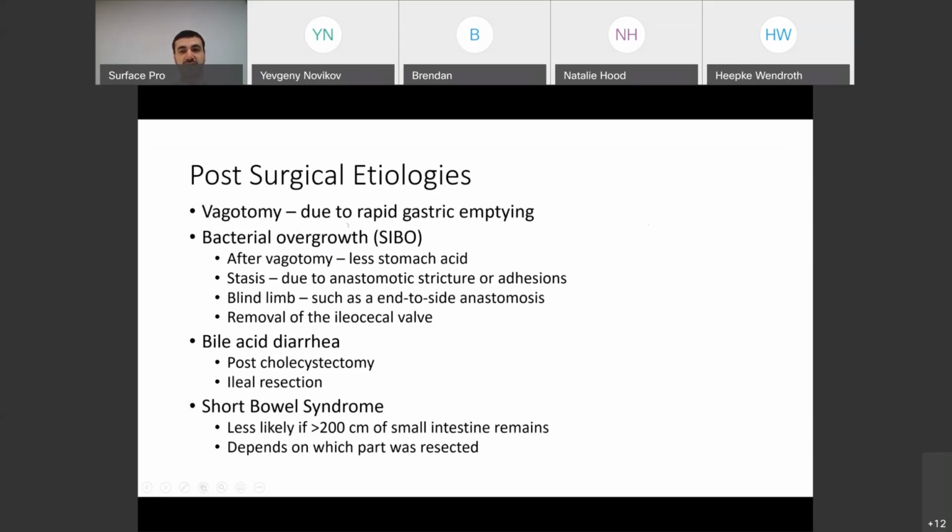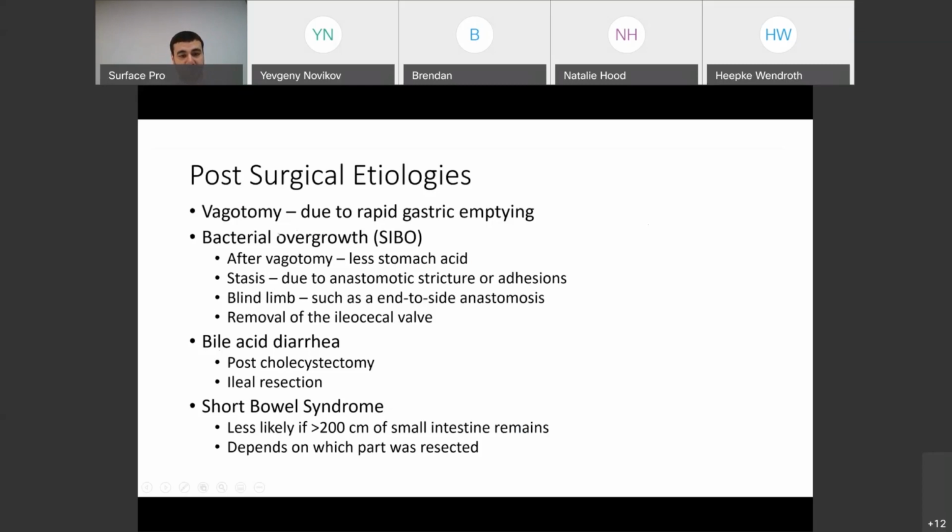Small intestinal bacterial overgrowth is something we'll see after a lot of different surgeries. Vagotomy can cause it in itself because you lose the protective effect of having a lot of stomach acid, and that can cause bacterial overgrowth. Stasis due to strictures or adhesions after a surgery can lead to it. If you have a blind limb, if you have an enteroenteric anastomosis, or if you remove the ileocecal valve, those are other reasons why bacteria can overgrow and cause problems like that.